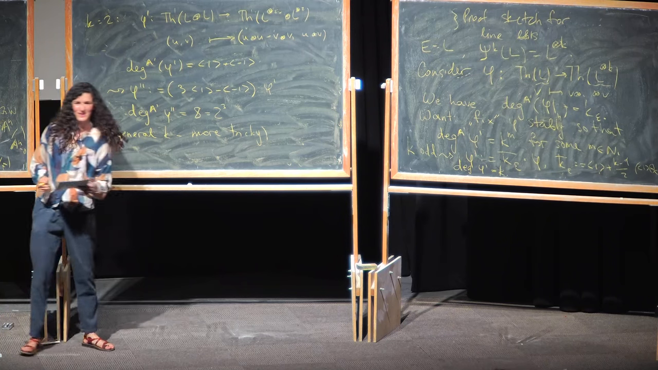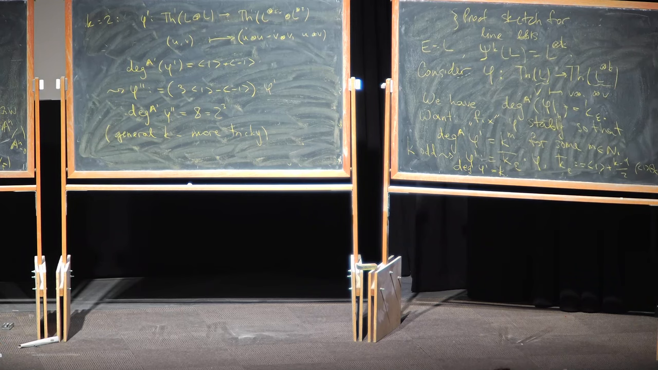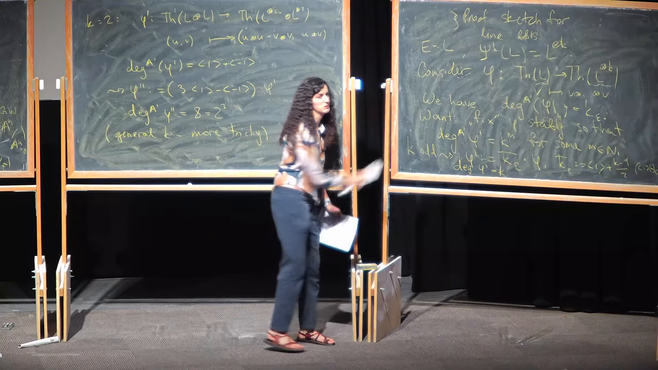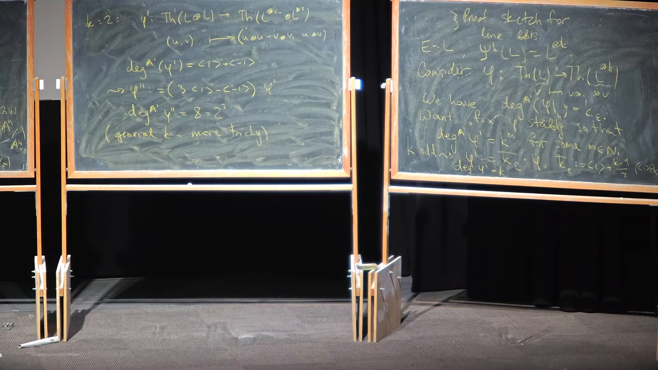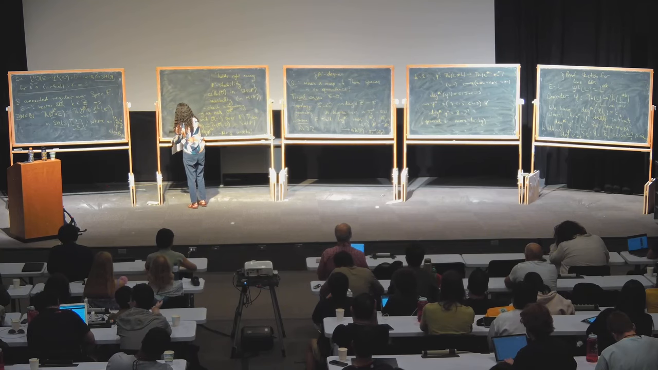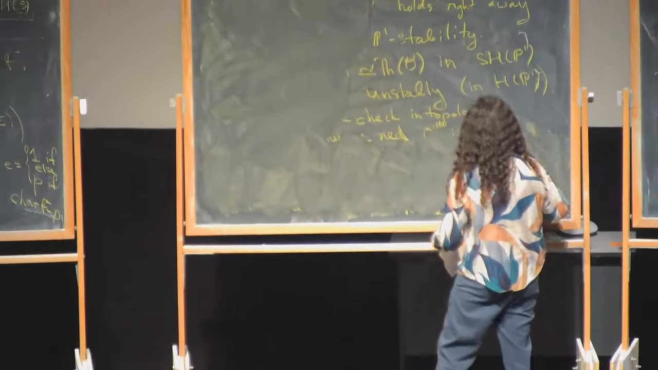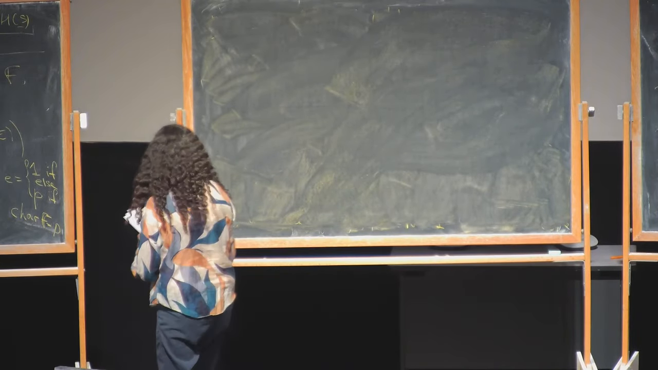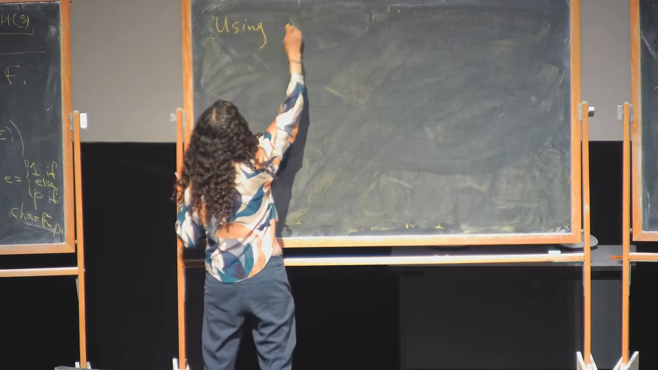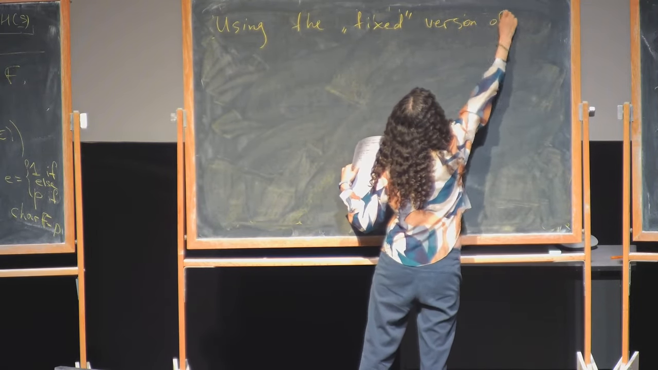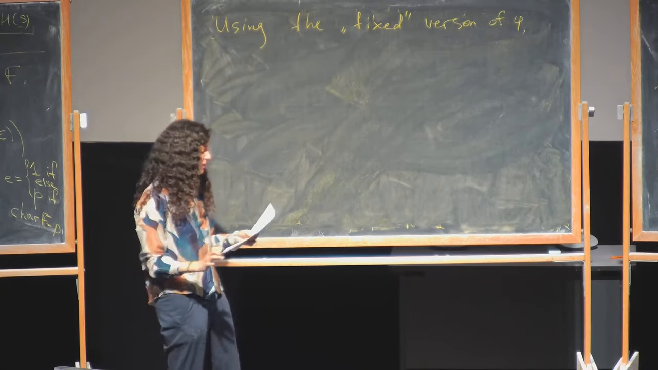And you can find mistakes in what I'm saying. That's also work. Good. Okay, so honestly, it's not so important. The point is that you can do that in general. That's all I'm saying. And then the theorem follows from the following statement. So using the, let's call it fixed version of phi, the Motivic Adams conjecture for line bundles follows from the following statement.